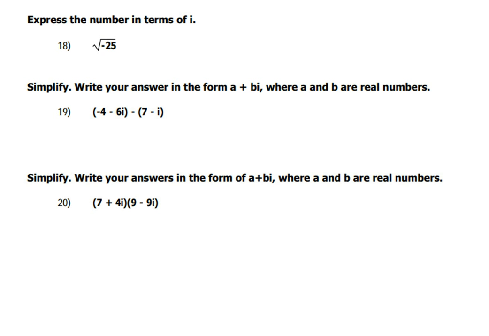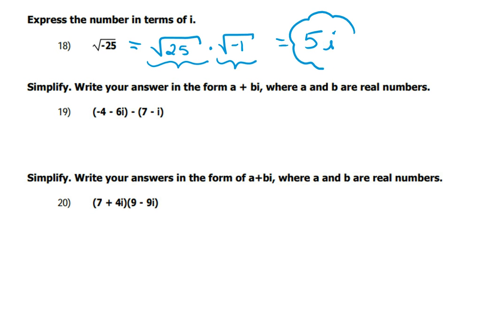Okay, number 18 says, express the number in terms of i. Remember that you can break this down to be the square root of 25 times the square root of negative 1. And then the square root of 25 is 5, and the square root of negative 1 is an i. So it's just 5i.